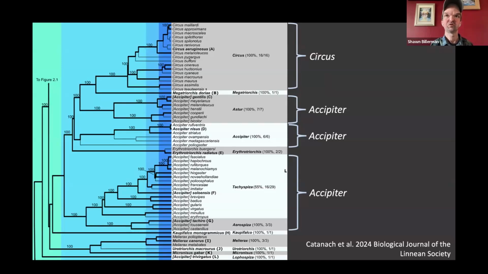To correct this, 2 approaches were possible. The one we adopted, where Accipiter was broken up into multiple genera, including Astur, Tachyspiza, and Aerospiza. Or another option would be merging the Circus harriers and some of these other smaller genera into an expanded Accipiter. However, that approach was not taken because of the highly distinctive nature of the genus Circus, as well as the deep genetic divergence of these groups. Because of the nature of the phylogeny, breaking up Accipiter required recognition of multiple new genera, some of those noted here.